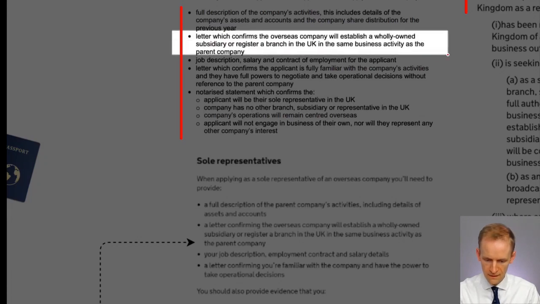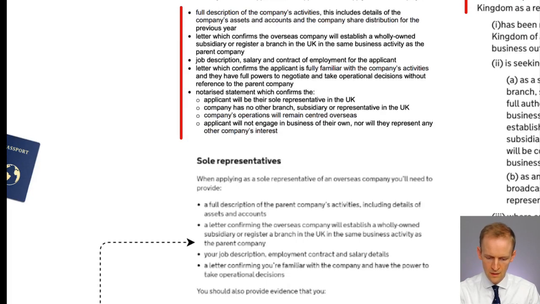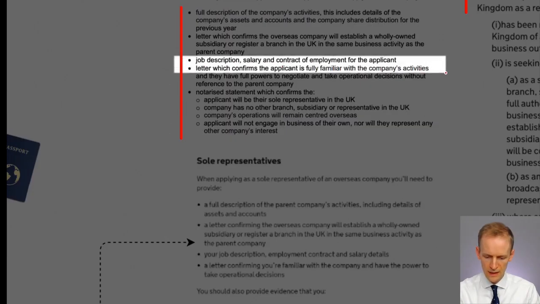Then the next document, a letter which confirms the overseas company will establish a wholly owned subsidiary or register a branch in the UK in the same business activity as the parent company. So the important thing here is the same business activity as the parent company. So it's got to be doing something broadly similar. A job description, salary and contract of employment for the applicant, that much is uncontroversial. But again, you're talking about a contract of employment.